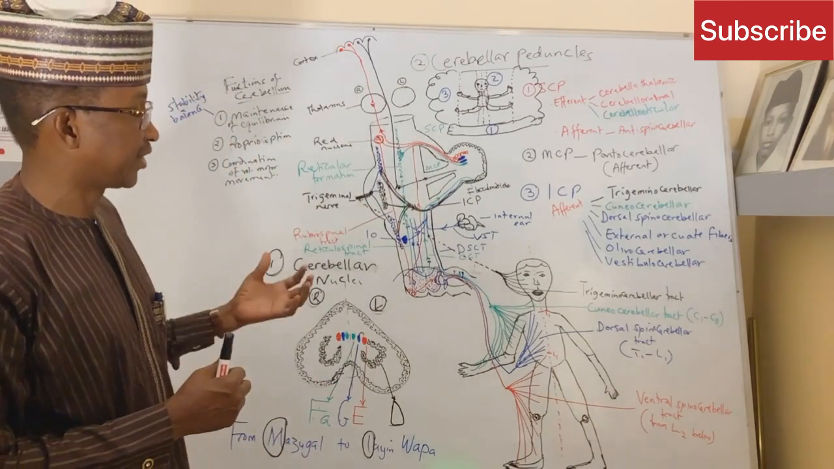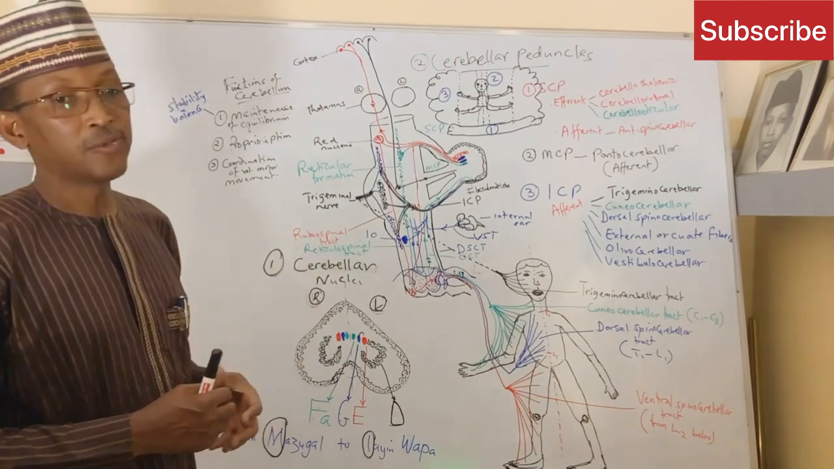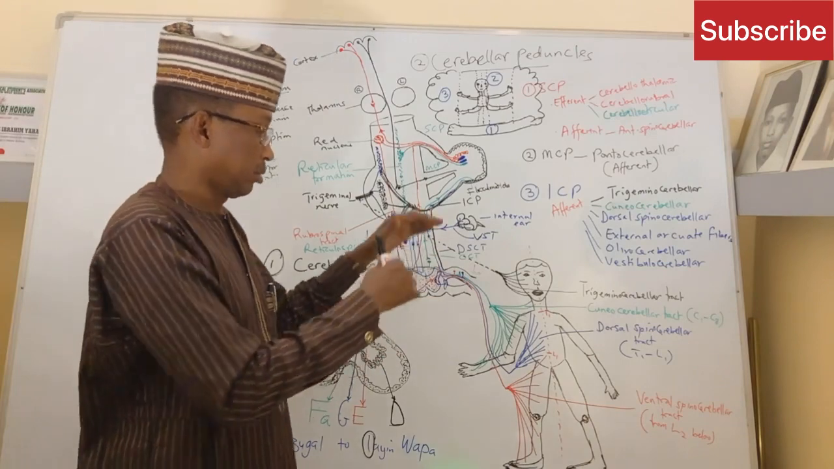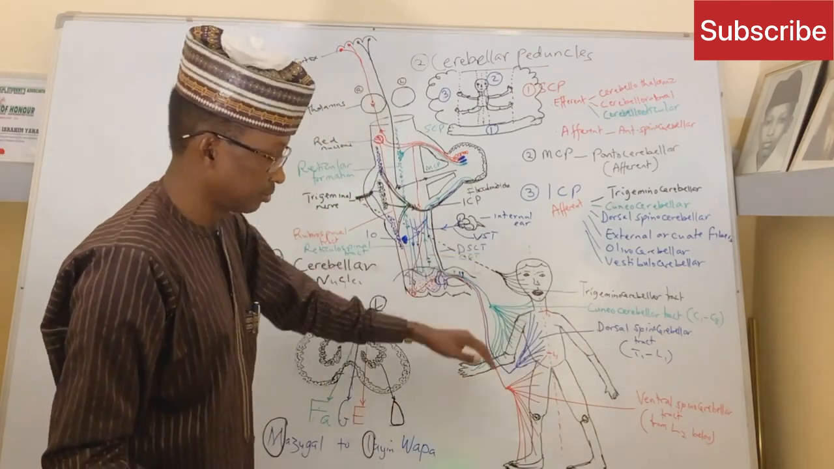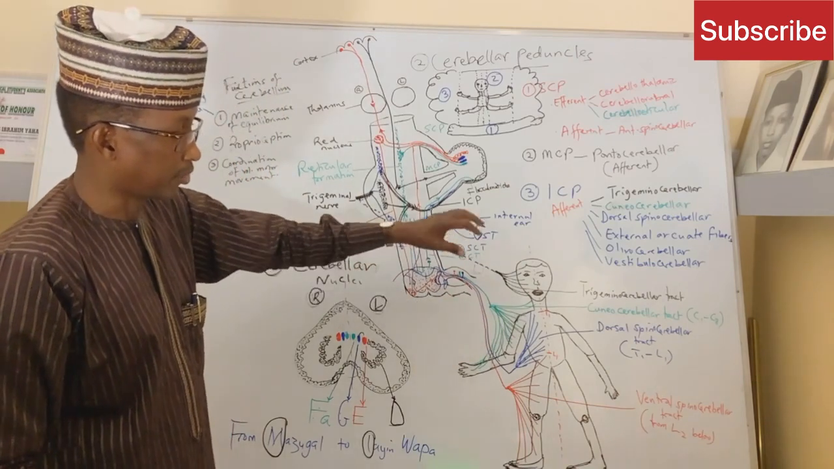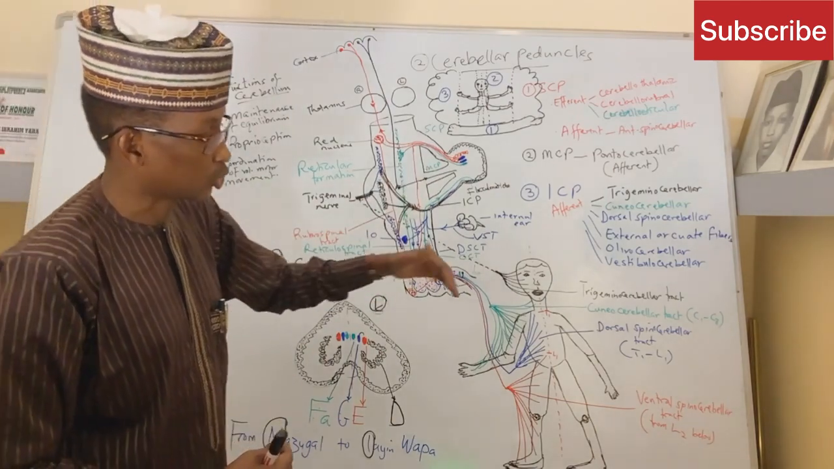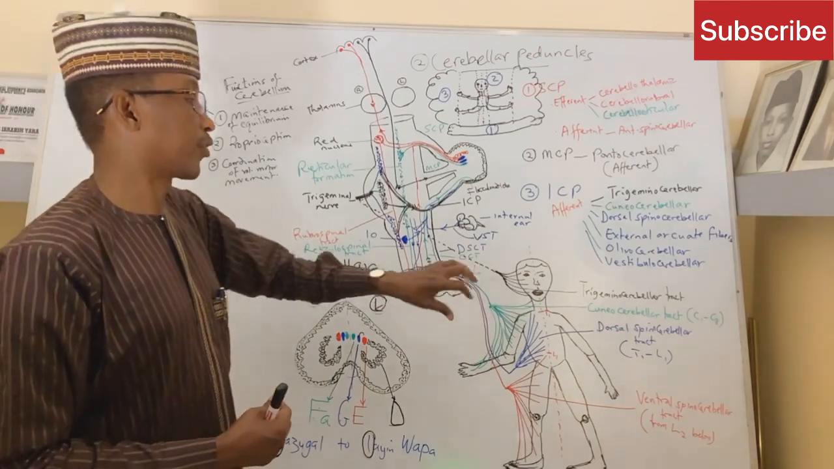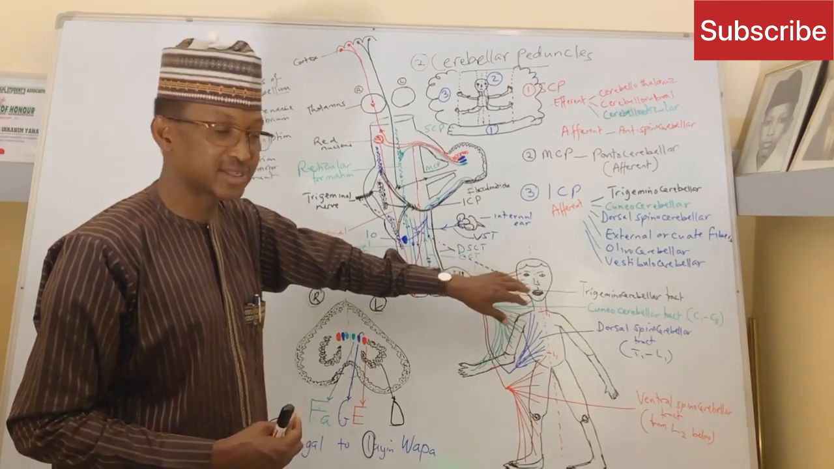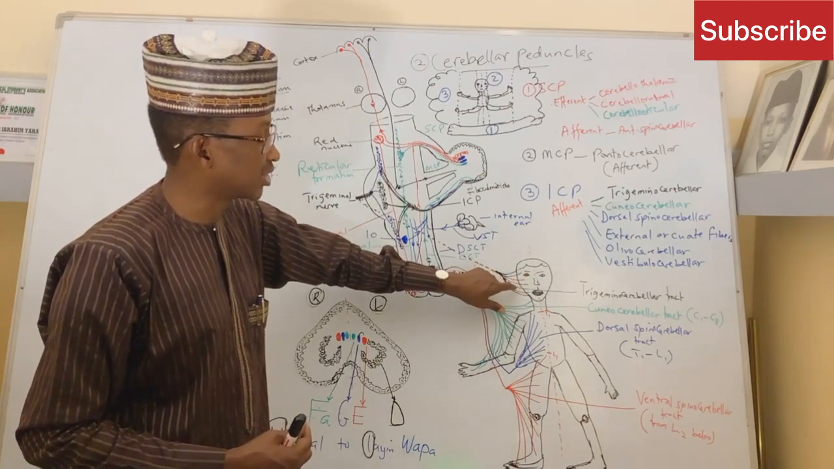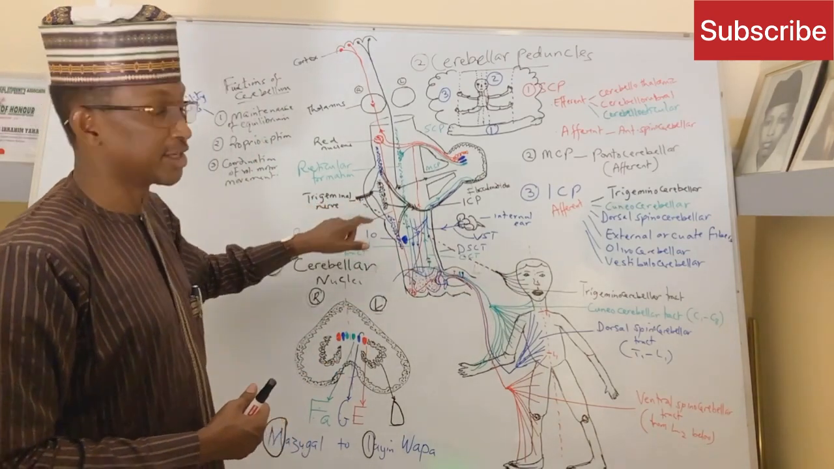If you remember, I said that part of the function of the cerebellum is proprioceptive, receiving proprioceptive information from different parts of the body. So if you divide the human body into two halves, left and right, all the proprioceptive information from the muscles and joints of each half is taken to the same side of the cerebellar hemisphere, and likewise on the other side. From the head and the face, the proprioceptive information from the muscles and joints of the face is taken through the trigeminal nerve. And if you remember, the trigeminal nerve emanates from the pons.